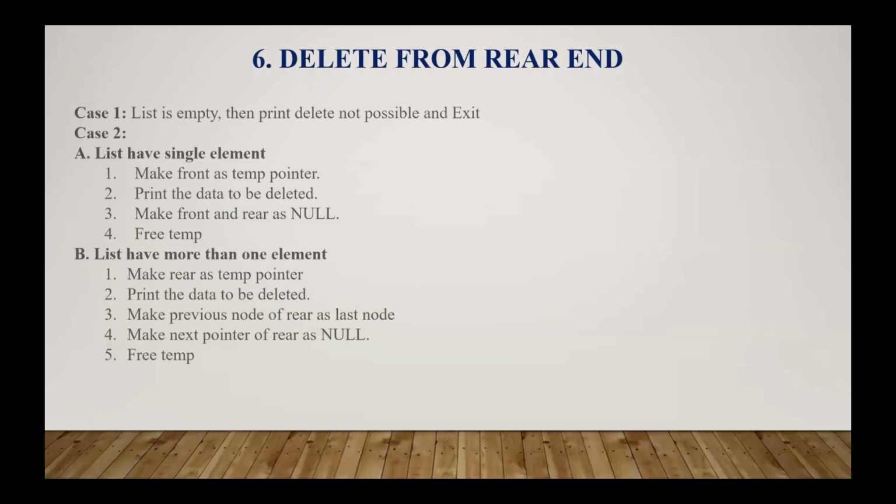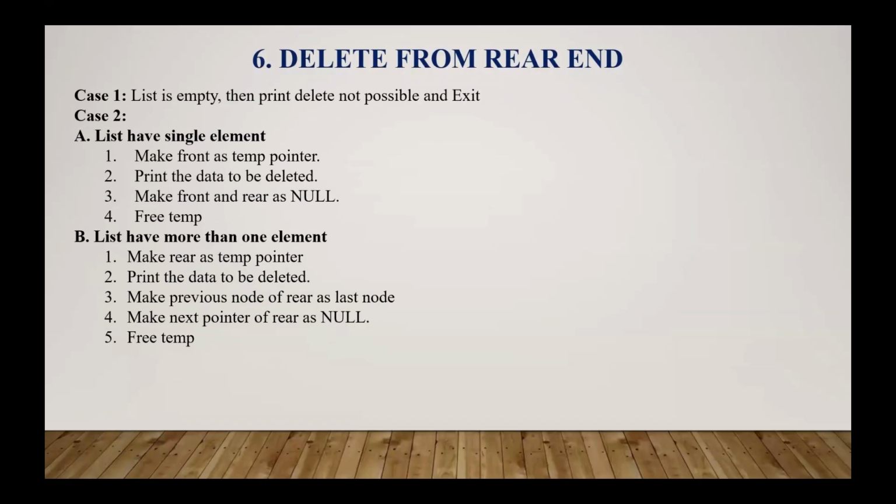Then how to delete the element from the rear end? Same thing here. If the list is empty, meaning our doubly linked list is empty, then our queue is empty and we cannot perform any operation. We simply print deletion not possible. If it is a single element, make the front pointer a temp and print; that is the same as the previous case. The changes occur only when more than one element is present.